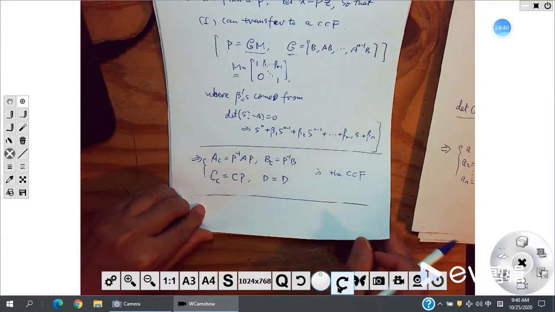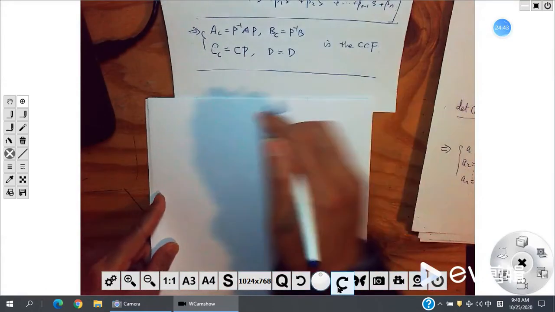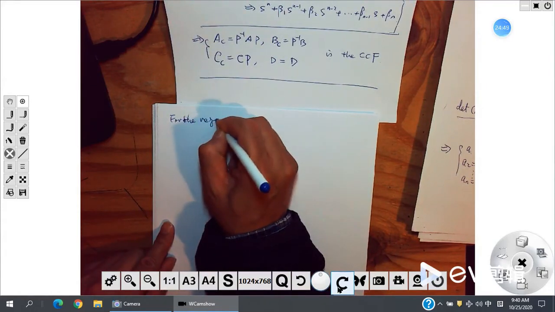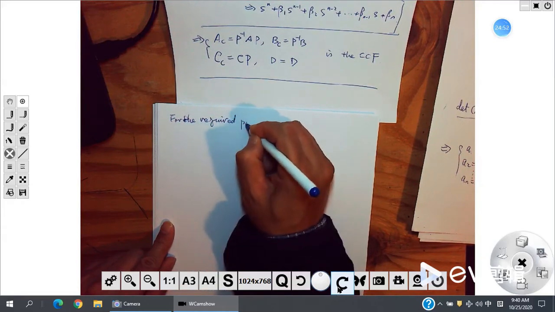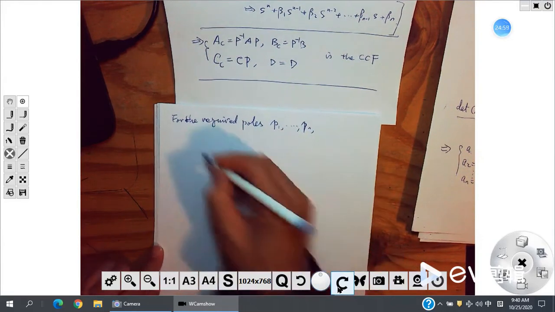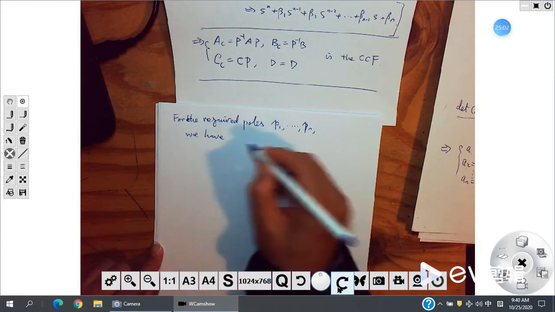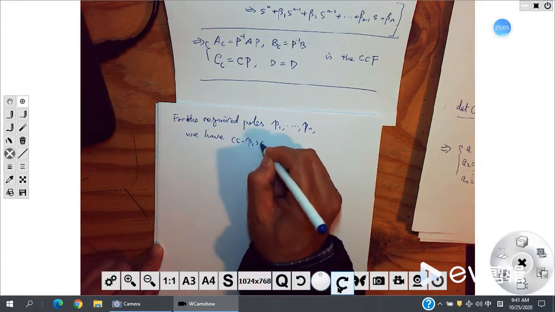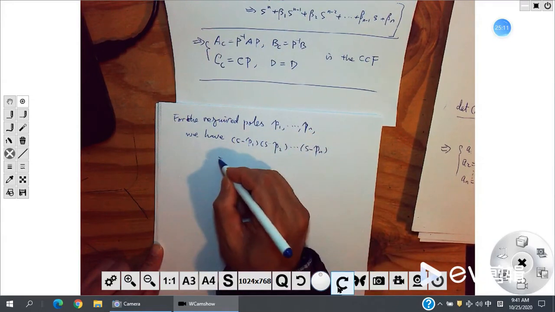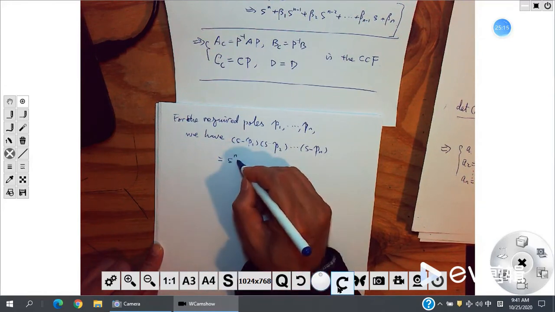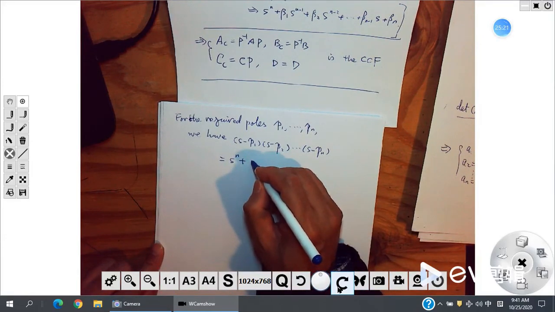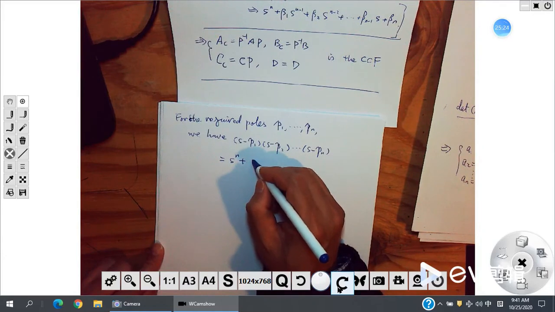And we still use that alpha. For the required poles P1 to Pn, we have S minus P1, S minus P2, until S minus Pn, equal to s to the n plus the original one. Use r, right? Use r, not alpha. This is a start.